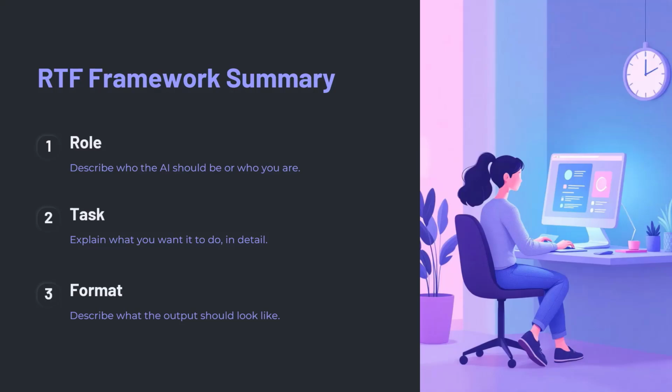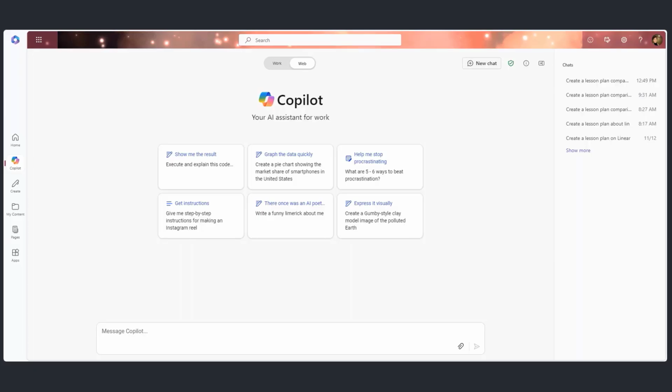So, RTF framework summary: you have the role, who you are, who you want the AI to be, the task that you want it to do in significant detail, and format. Describe what the output should look like. So imagine what it should look like when it's printed out or what you want, and make sure that you tell it. Okay, so I want to do an example for you guys.